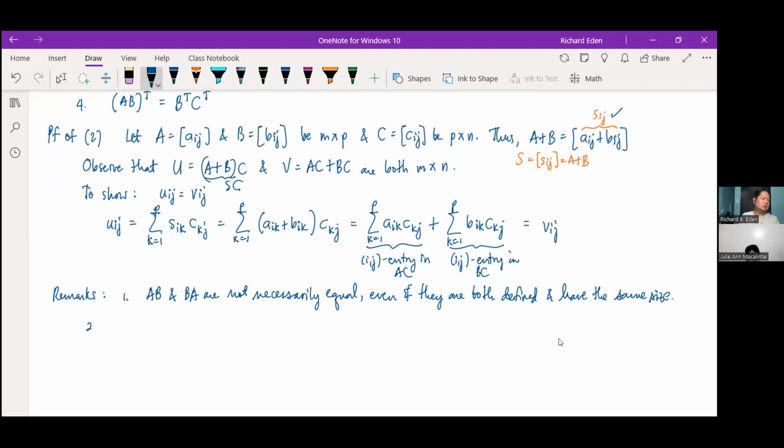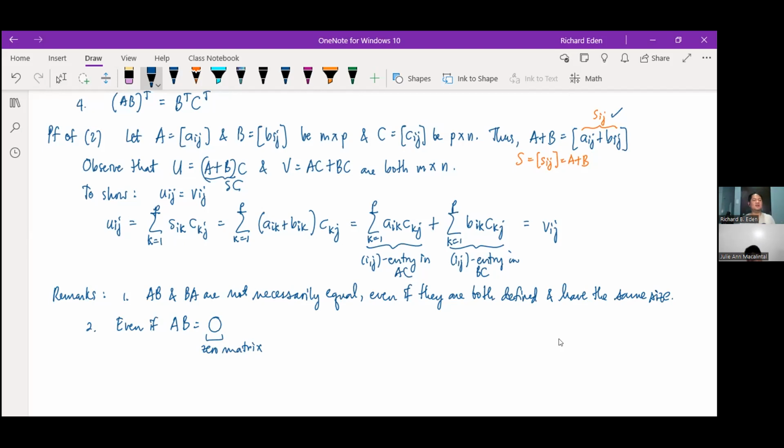And then number 2, even if AB is equal to 0. By this we mean the zero matrix. When you talk about the zero matrix, it's not just a single matrix because when we describe a matrix as a zero matrix, it means that all the entries are 0. But then you can have a 4x5 zero matrix or a 3x7 zero matrix.